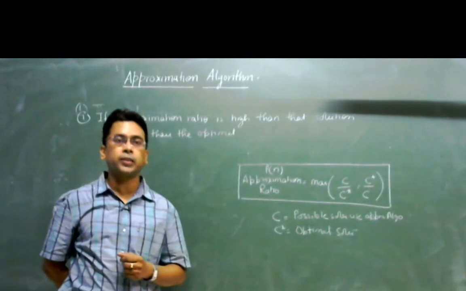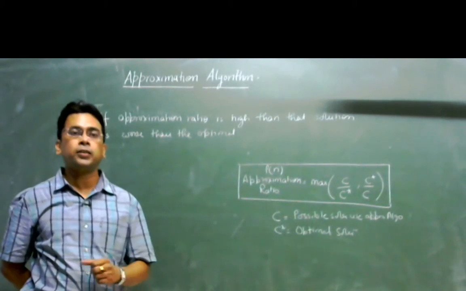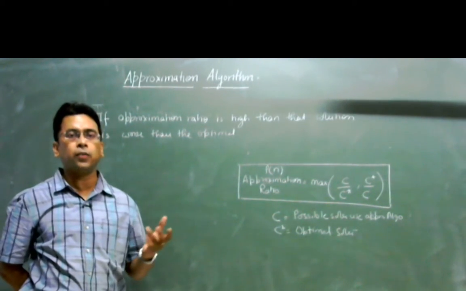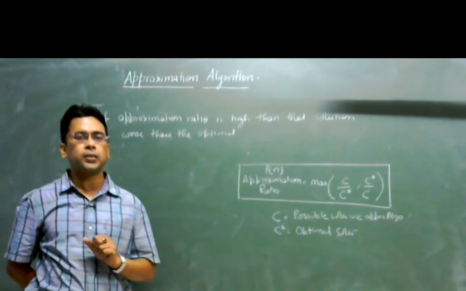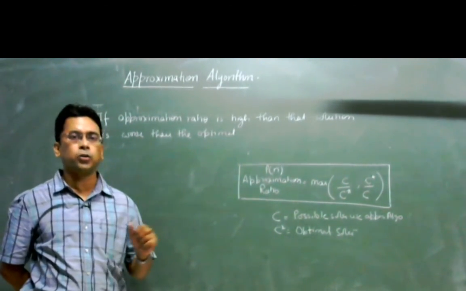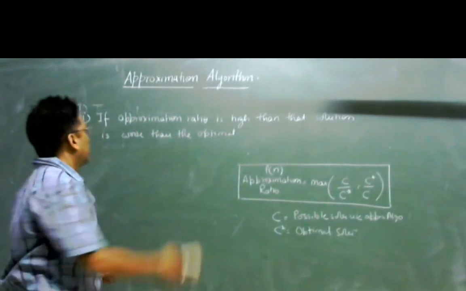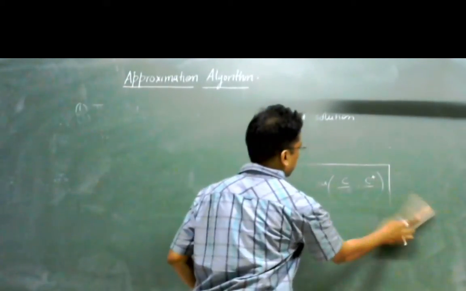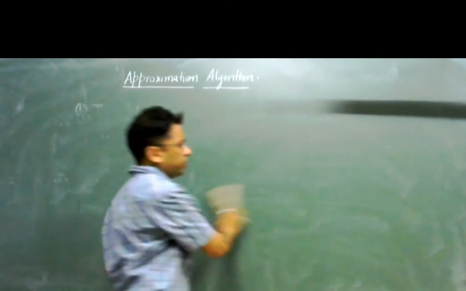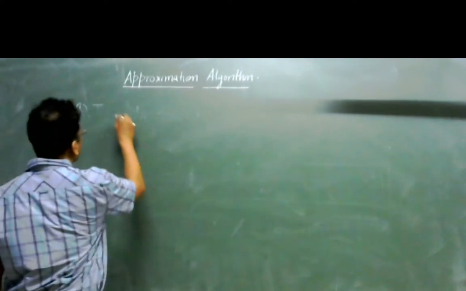Now I shall give you an example of how the approximation algorithm works. For that, I have mentioned the famous problems, set cover and vertex cover. I am going to discuss these two problems, and I shall show you how the approximation algorithm works. First of all, I shall give you an idea of what the set cover and the vertex cover actually are. First, the set cover.